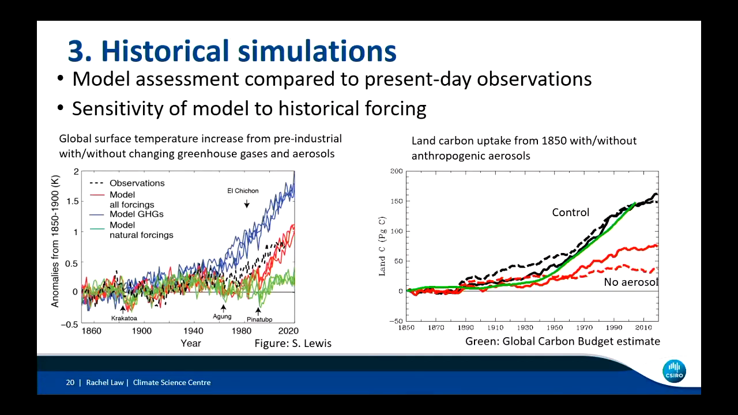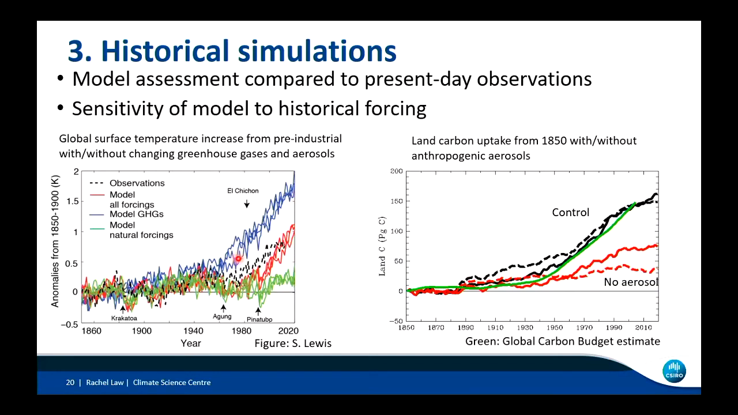Moving on to some historical simulations. These are typically used for model assessment compared to present day observations when you're into the later part of the run, and also the sensitivity of the model to historical forcings. So for example, bottom left here, we have the temperature anomaly for cases where you just have greenhouse gases changing. The red, all forcings, so greenhouse gas and aerosols. The green, the natural forcings. And you can see that certainly in the ACCESS model, as in the UK Met Office, we have quite a strong aerosol cooling.